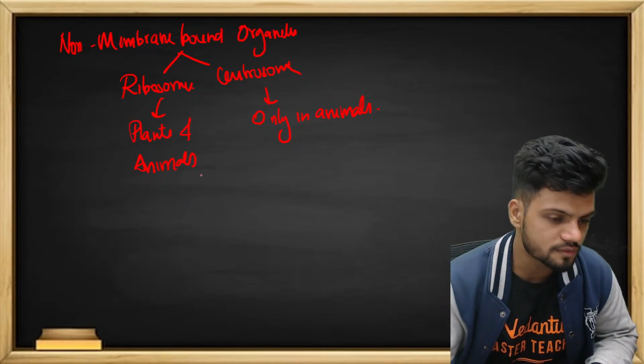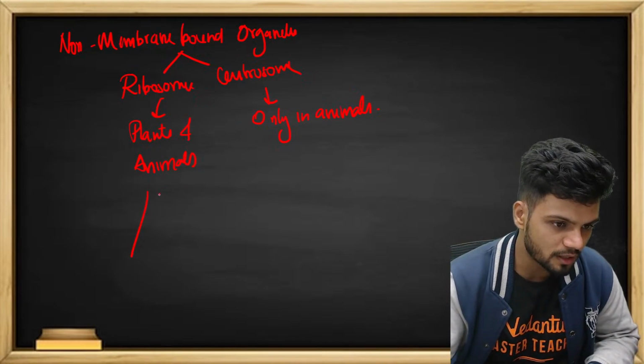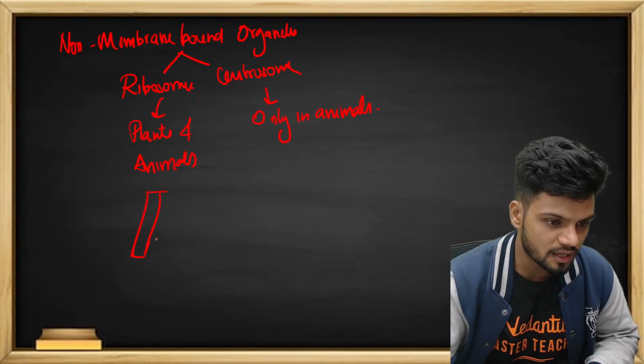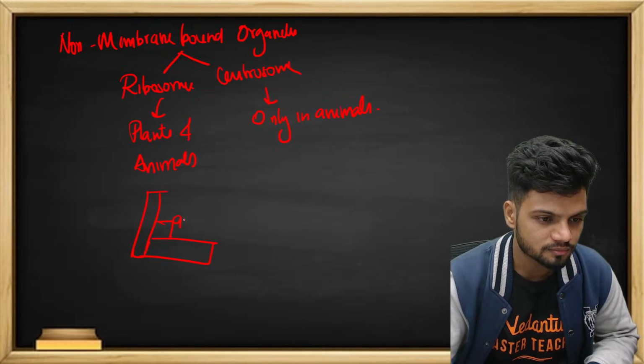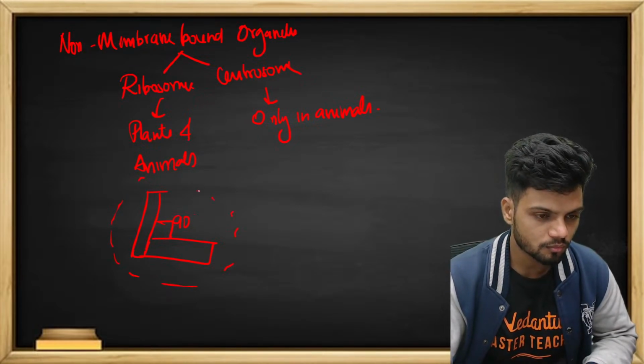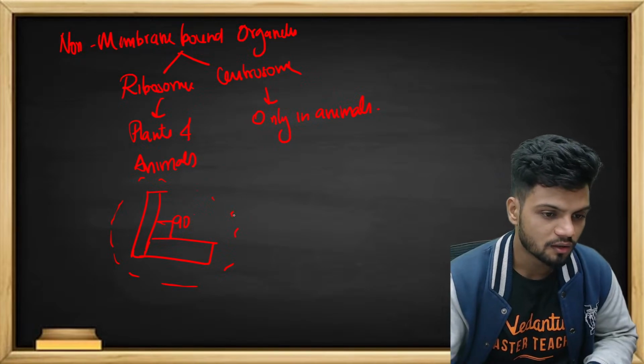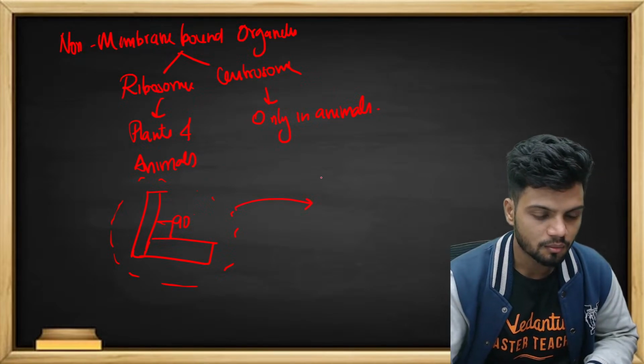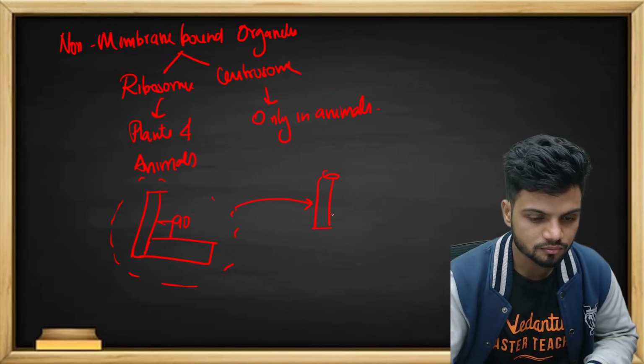Now, if you look at the structure of centrosome, students, centrosome is made up of two centrioles, which are at right angles to each other. One centrosome is made up of two centrioles. Can you see? They are perpendicular to each other.